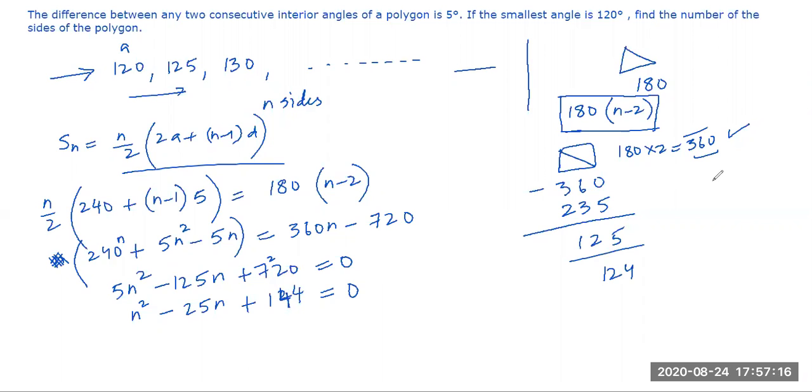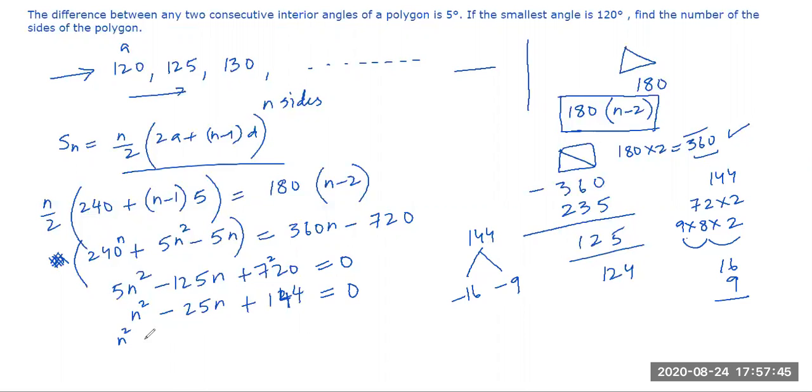We're going to divide 144 into factors. It's 72 into 2, 9 eights are 72 into 2. So 8 twos are 16 and 9, so we got it. The factors of 144 will be minus 16 and minus 9. So we get n squared minus 16n minus 9n plus 144 is equal to 0.